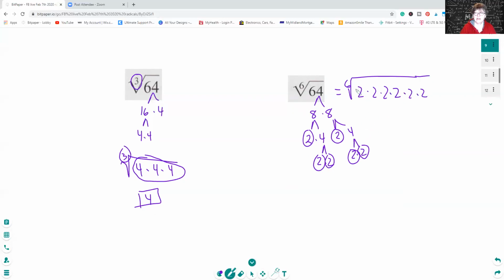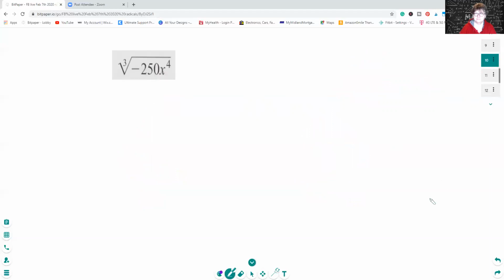And so now, because it's a 6th root, I need a group of 6. I know, I could hear you shouting that from over there. Well, hello people, that is a group of 6. And so the 6th root of 64 is 2. Notice it's completely different than a cube root. And notice too that I broke it down exactly like I did before. I'm just looking for groups of 6 instead of groups of 3. That's really my trick. You just look at the index.